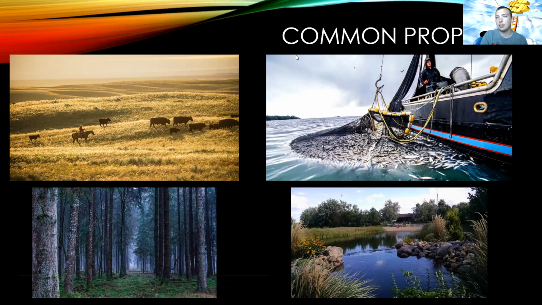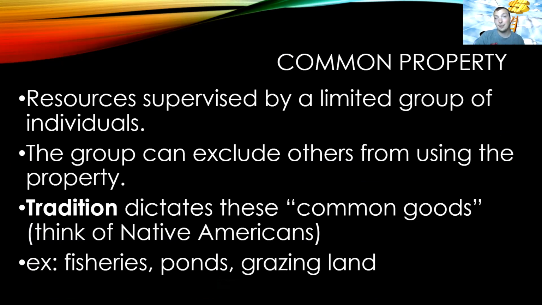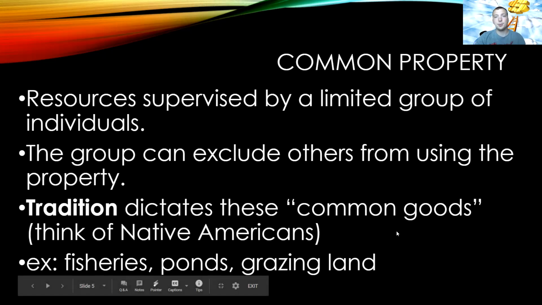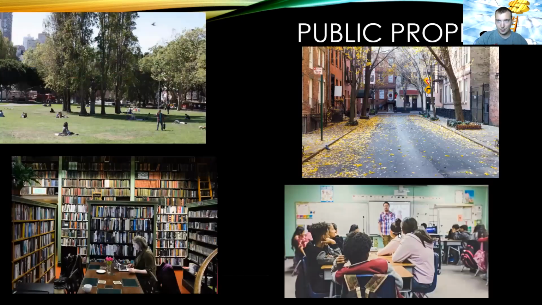So common property means it can be accessed by anybody, but people do make use of this land, and how they use it has really insane consequences unless there are specific laws dictating how these people can use these lands. So common property: resources supervised by a limited group or individuals. Groups can exclude others from using the property. So again, exclusive rights exclude, to leave somebody out. Tradition dictates these common goods. And for the examples: fisheries, ponds, and grazing land.